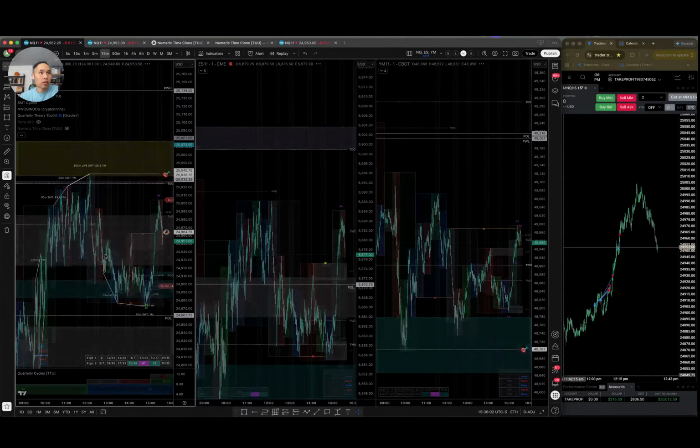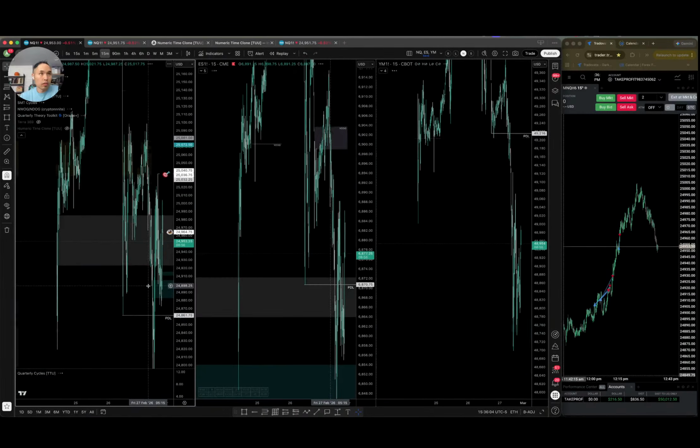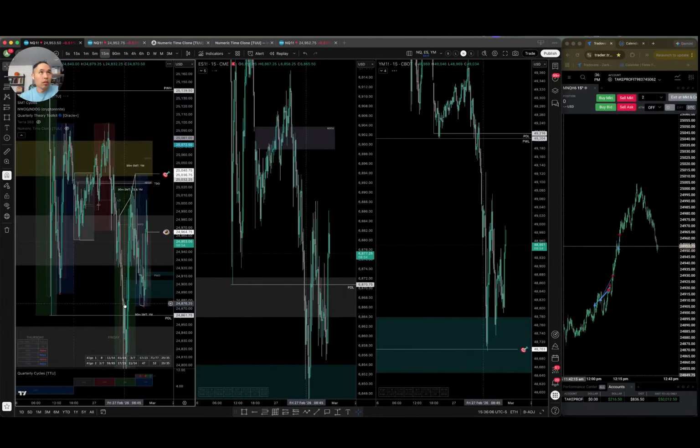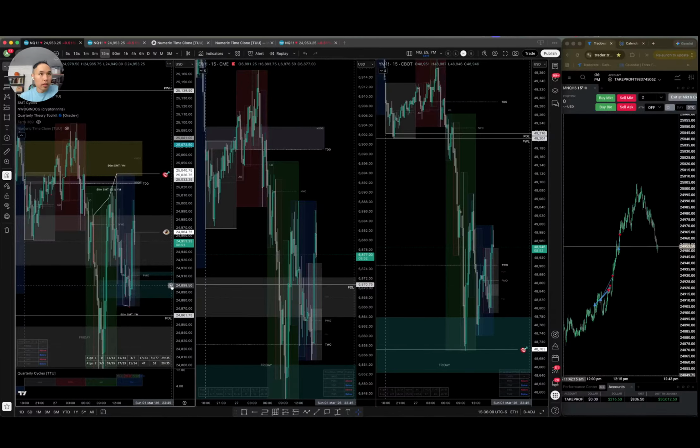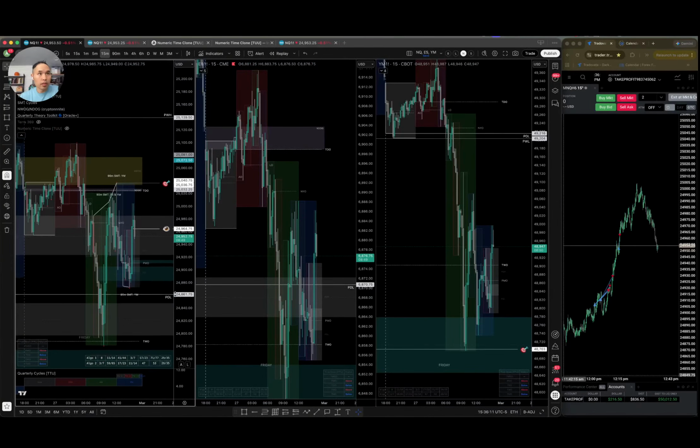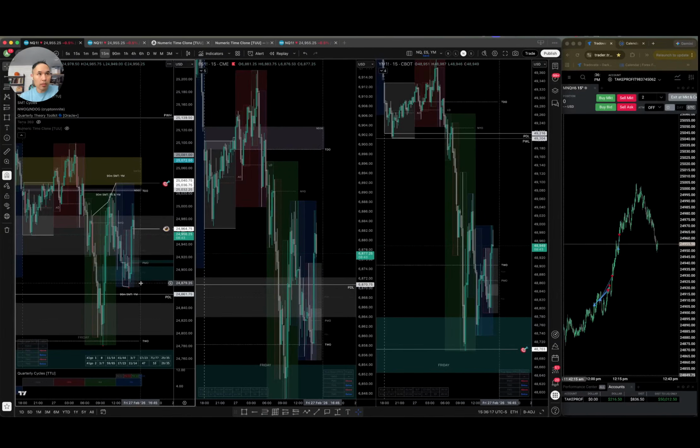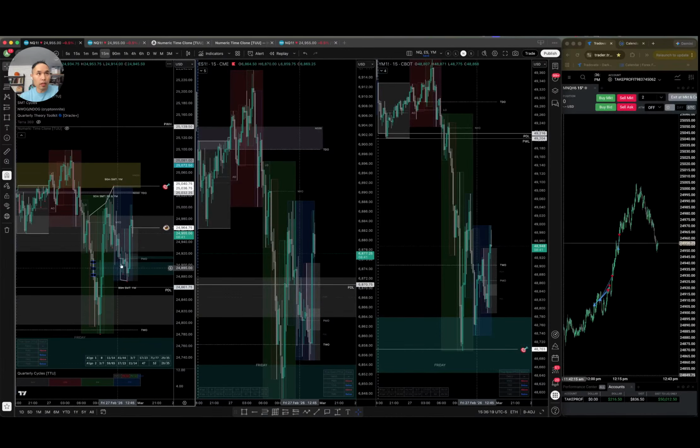this 15-minute gap. So we haven't broken this. That's another confluence that gave me the bias: bodies never close below this 15-minute gap. So it's going to give me confluence to go high, go long.